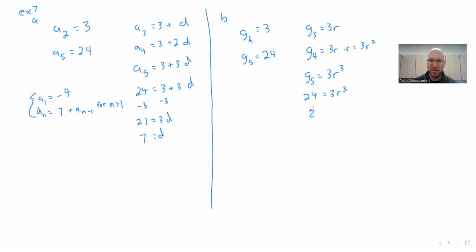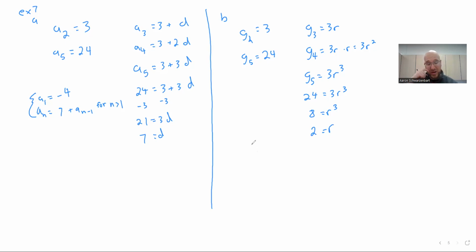So I'll divide by 3 and I'll get 8 equals r cubed. R equals, this one's got to be positive too. It could sometimes be a plus or minus, it could sometimes be a negative. This one was not that case.